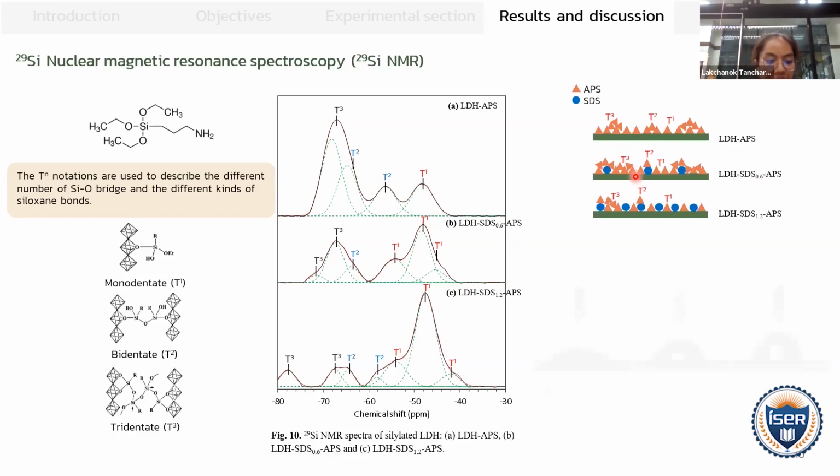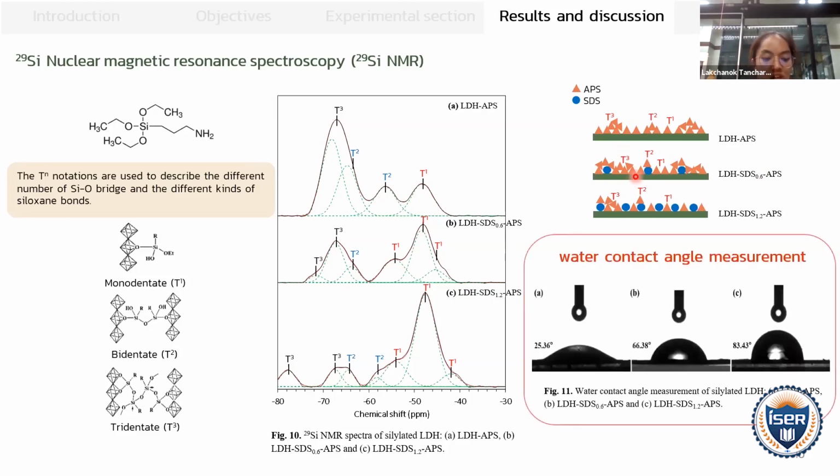As a result, the APS can condense with the LDH surface. Next, the water contact angle test was performed to investigate the surface wettability of silylated LDH, as shown in figure 11. When increasing the SDS per aluminum molar ratio, the water contact angle increased, because the surfactant can change the LDH surface from hydrophilicity to hydrophobicity, which promotes the approach of silane to the LDH surface.